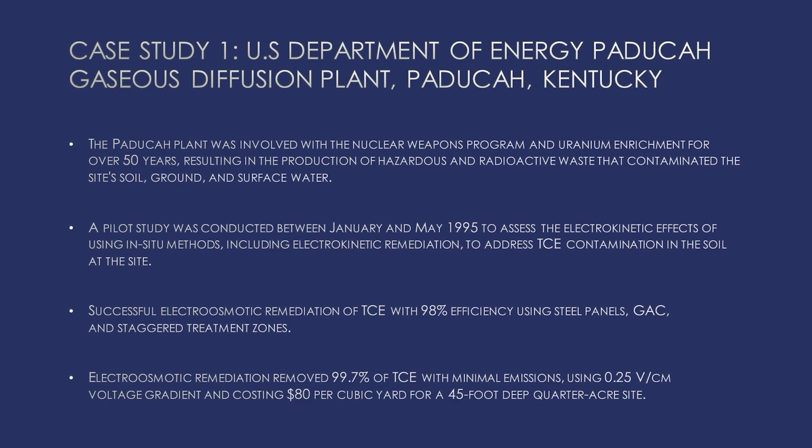Our first case study is the Department of Energy Paducah Gaseous Diffusion Plant in Kentucky. The Paducah plant was involved with the first nuclear weapons program in the United States, and later became the only gaseous diffusion uranium enrichment plant in the country, leading to the production of hazardous and radioactive wastes that contaminated the soil, ground, and surface water at the site over 50 years.